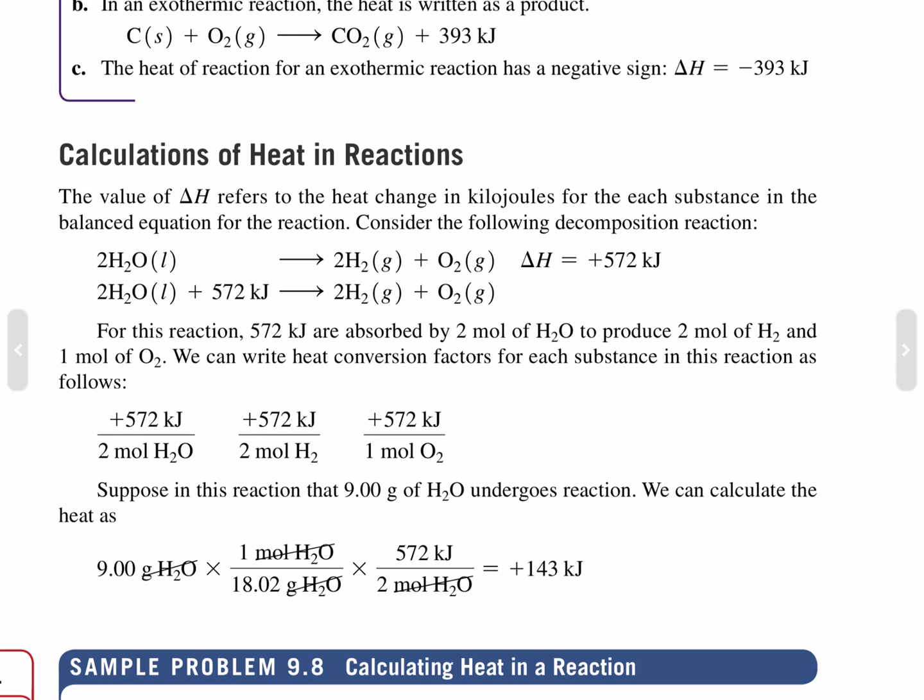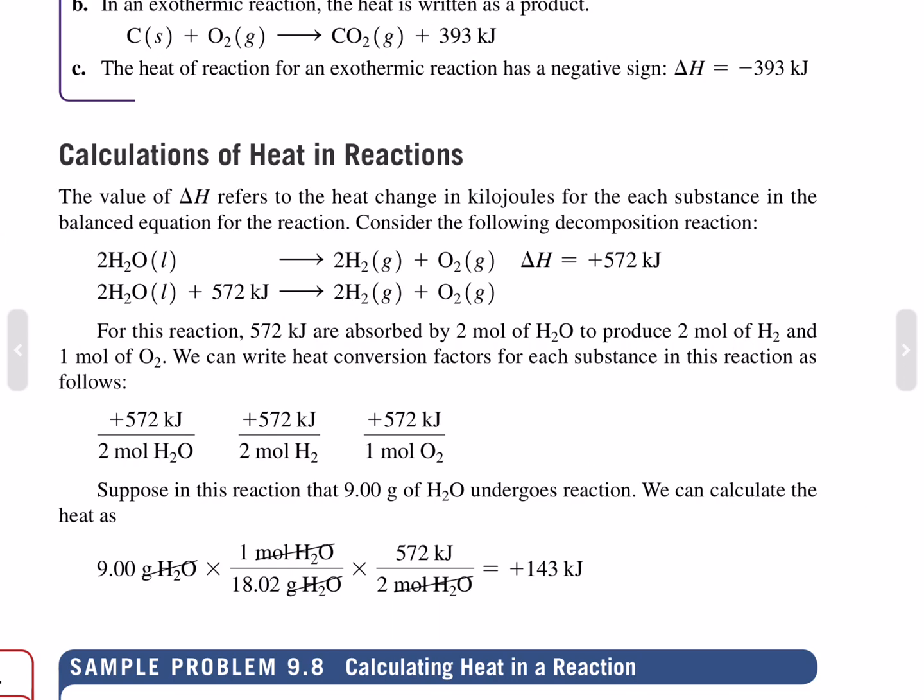Therefore, 2 moles of water plus 572 kilojoules of energy yields 2 moles of hydrogen gas plus 1 mole of oxygen gas. For this reaction, 572 kilojoules are absorbed by 2 moles of water to produce 2 moles of hydrogen and 1 mole of oxygen. We can write heat conversion factors for each substance in this reaction as follows. There's 572 kilojoules per 2 moles of water, 572 kilojoules per 2 moles of hydrogen gas, and 572 kilojoules per 1 mole of oxygen gas.